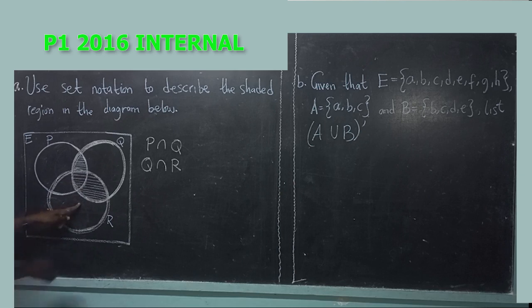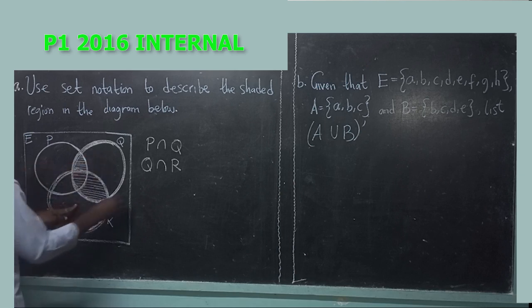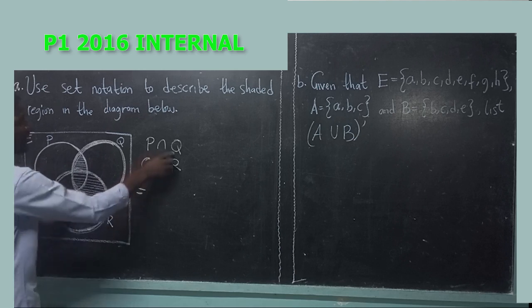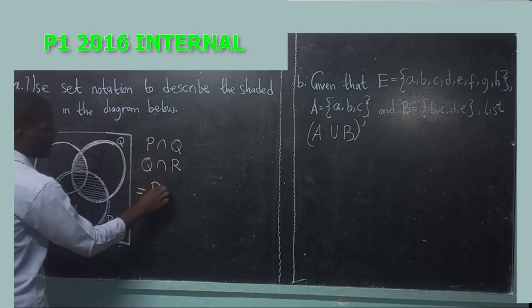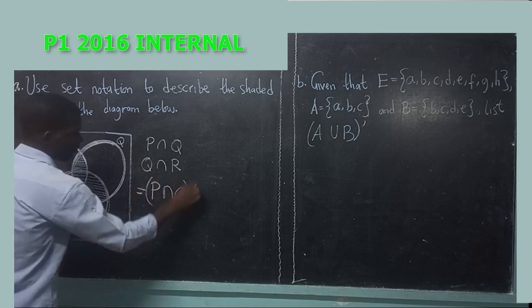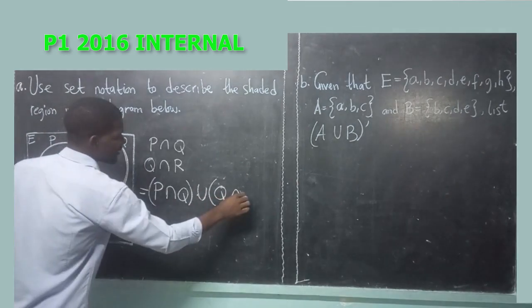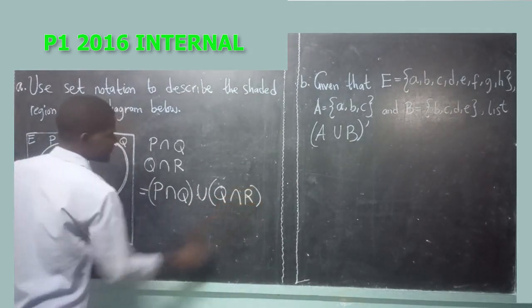So for us to fully come up with the shaded region, the only thing that we do here is to combine these. We say P intersection Q union Q intersection R.